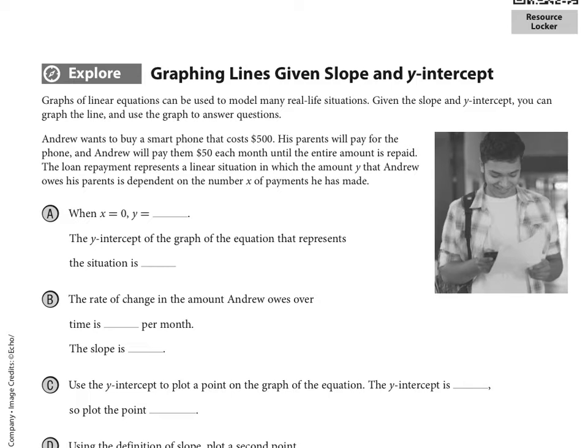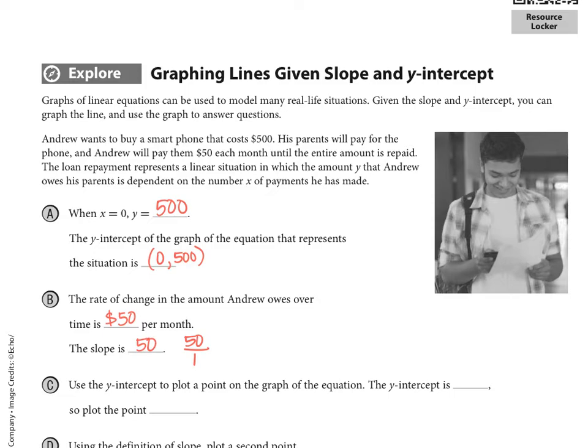When x is 0, that means when 0 payments have been made, y is going to equal 500. Okay, that's the amount that Andrew owes his parents. The y-intercept of the graph of the equation that represents his situation is the point 0, 500. The rate of change in the amount Andrew owes is $50 per month, so the slope is 50. Or you can think of it as 50 over 1.